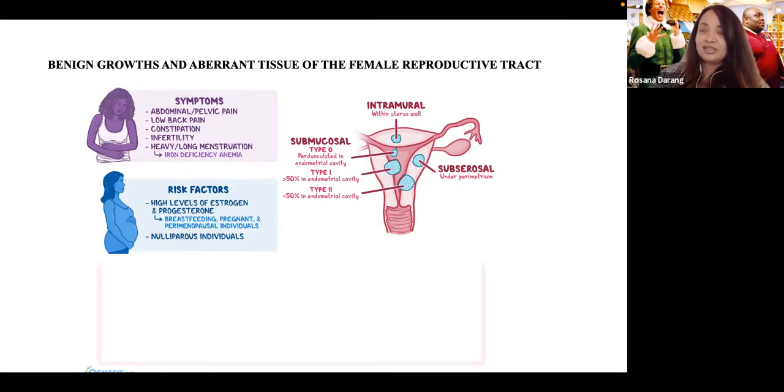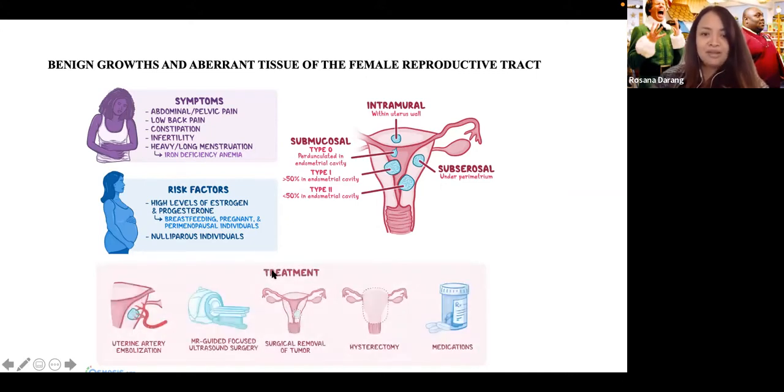Okay? Estrogen is an anabolic hormone. It builds tissue and it builds these tumors. Okay? So someone who has never been pregnant always has high levels of estrogen and therefore will stimulate the growth of these tumors. Okay.